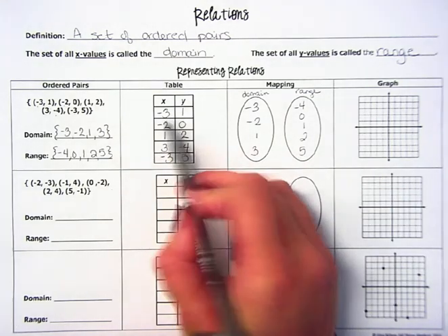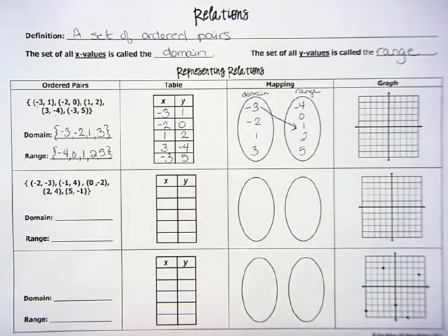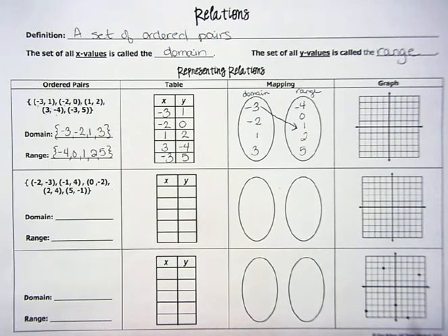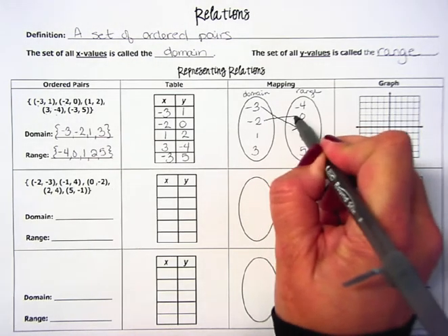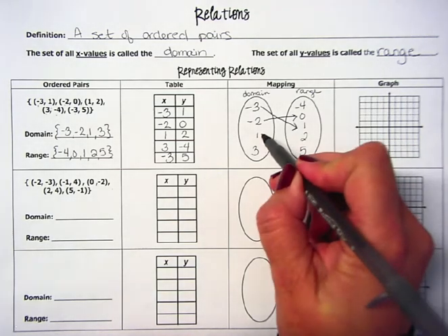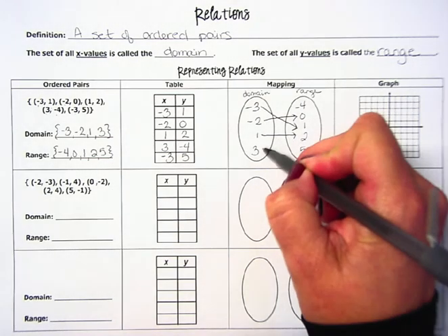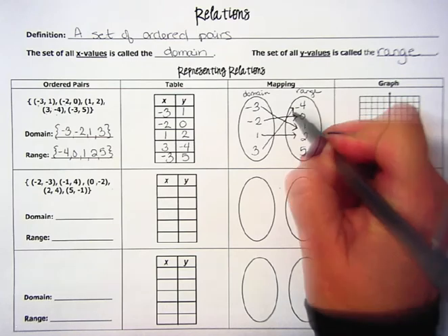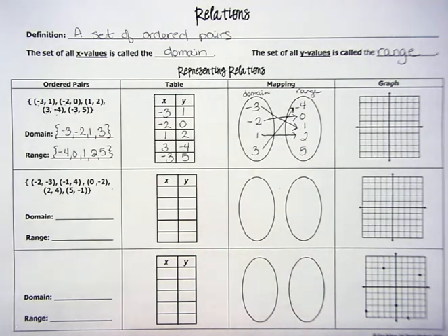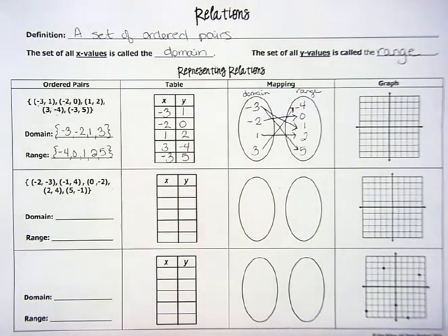So the first point, -3, 1, the x value, -3, maps to a y value of a +1. The second point, -2, the x value of -2 maps to a y value of 0. The third one, we have 1, an x value of 1 maps onto a y value of 2. Then we have an x value of 3 that maps onto a y value of -4. And then we have another x value of -3 that maps onto a y value of +5. And so it's just a visual representation of which x values match up with which y values.